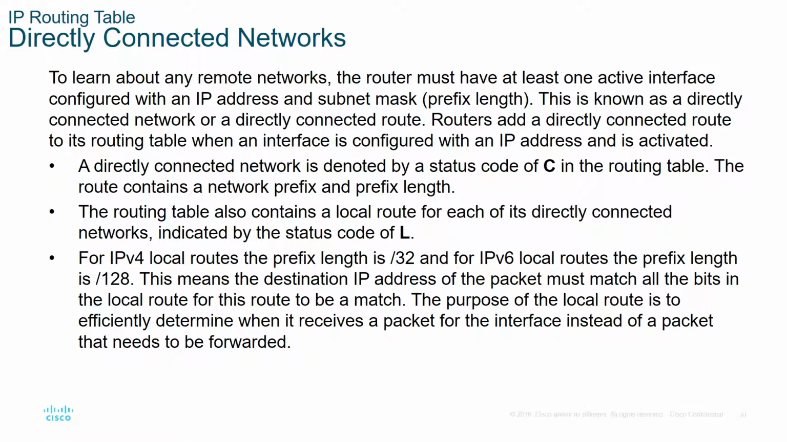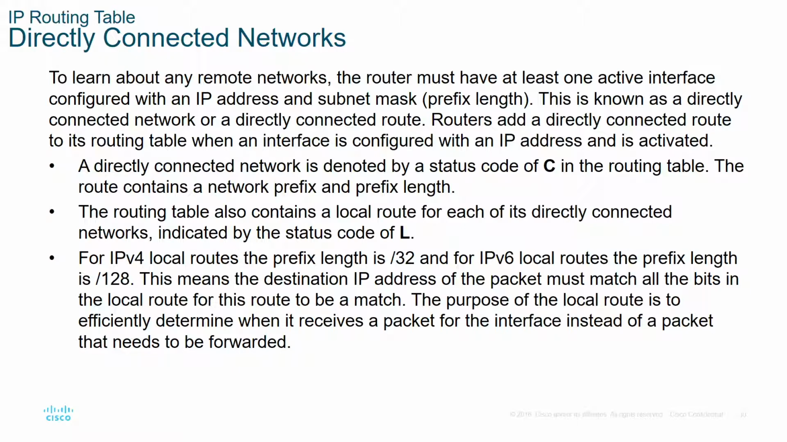Directly connected networks. To learn about any remote networks, the router must have at least one active interface configured with an IP address and subnet mask prefix length. This is known as a directly connected network or directly connected route. Routers add a directly connected route to its routing table when an interface is configured with an IP address and is activated. A directly connected network is denoted by the status code of C in the routing table. The route contains a network prefix and prefix length.